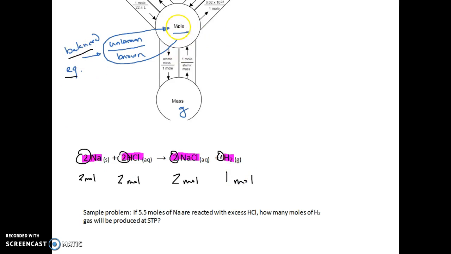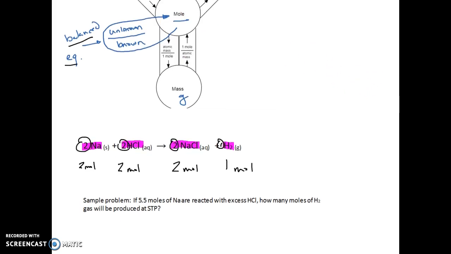It allows us to convert from moles of reactant to moles of product, or moles of product to moles of reactant, or even moles of reactant to reactant. Anywhere we want to go on the mole road. So let's walk our way through a problem here.